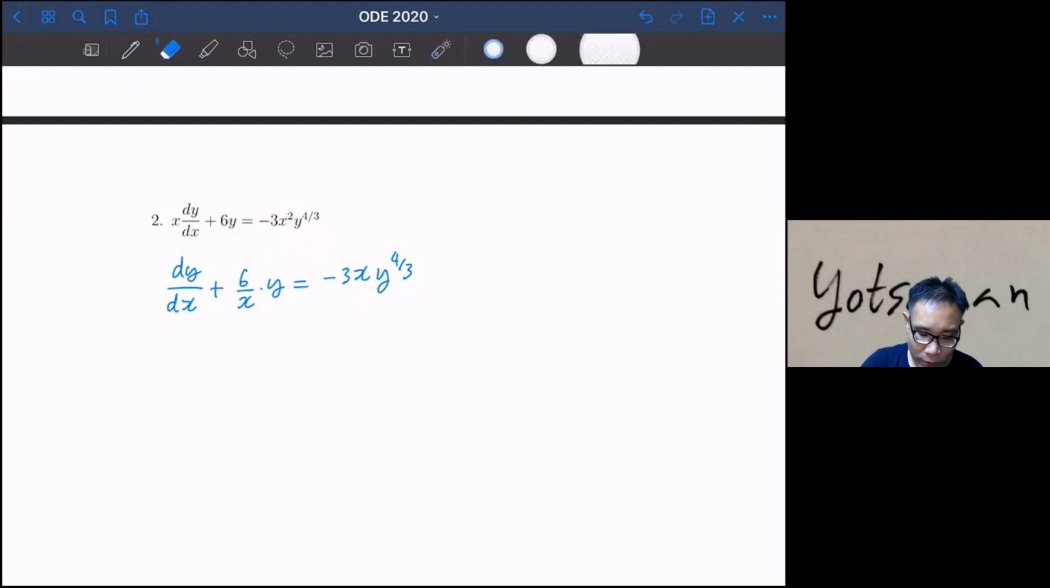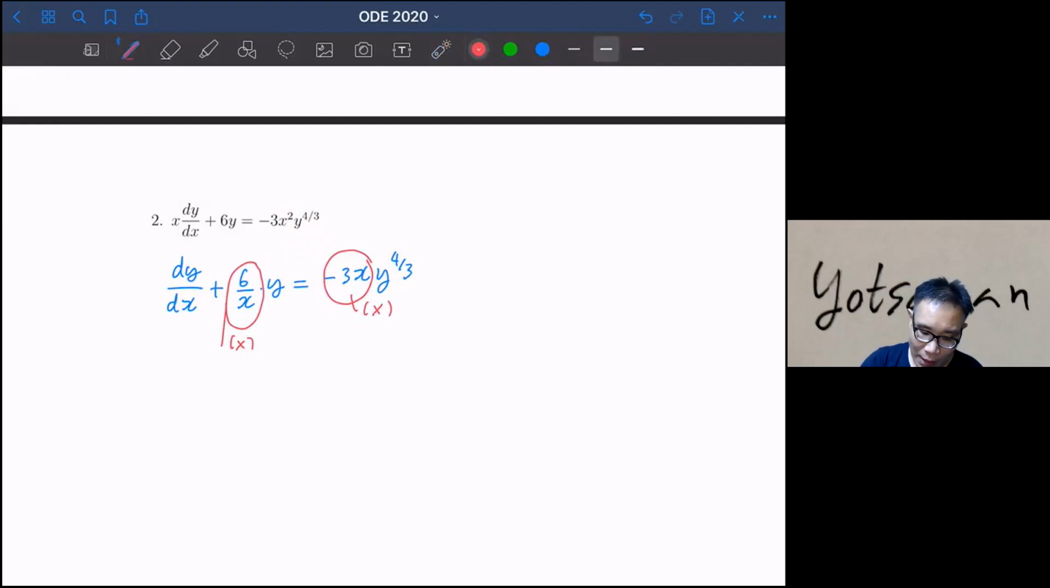And this will allow you to identify p(x). So this one will be your p(x), and this one will be your q(x). Okay, so you have p(x) and q(x), and you're gonna convert this one.